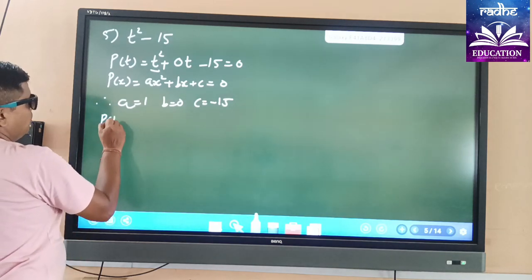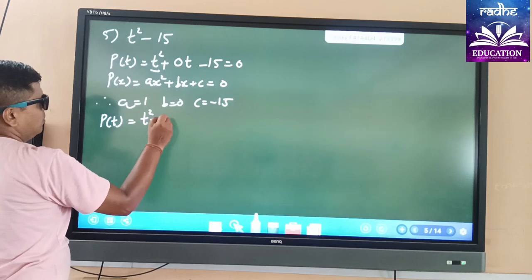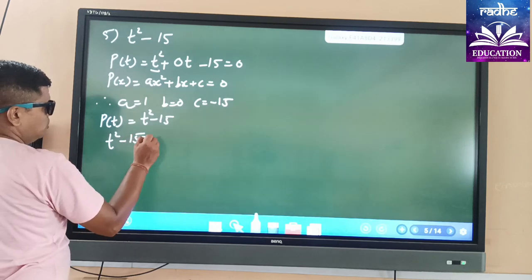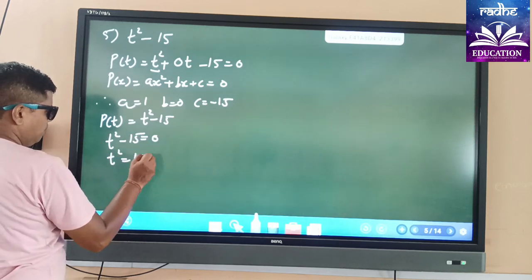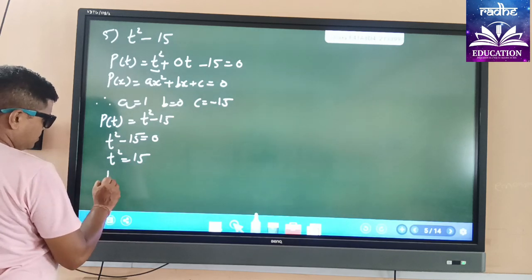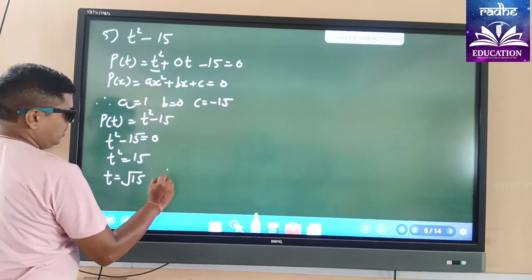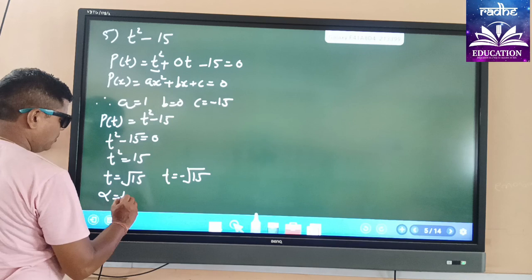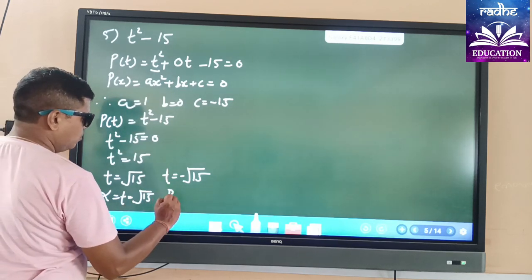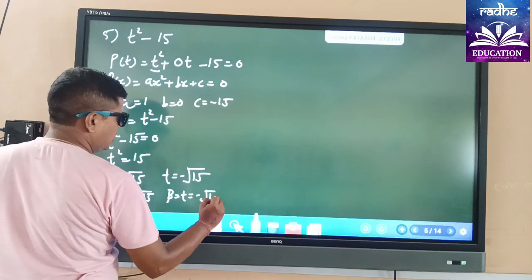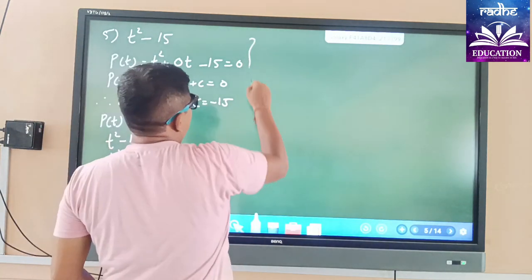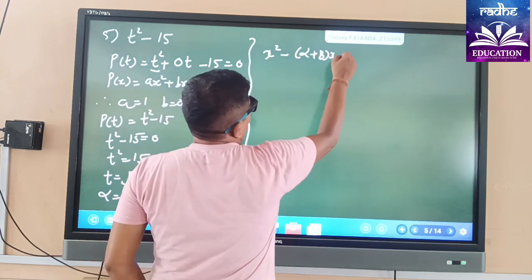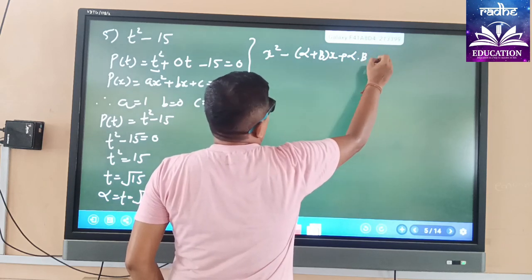Now we will factorize it. So p(t) equals t square minus 15, so we can write t square minus 15 equals 0, t square equals 15. So t has two possible answers, t equals square root of 15 and t equals minus square root of 15. So we have alpha equals root 15 and beta equals minus root 15. Again, to verify them, we write the standard form, that is x square minus (alpha plus beta) x plus alpha into beta equals 0.